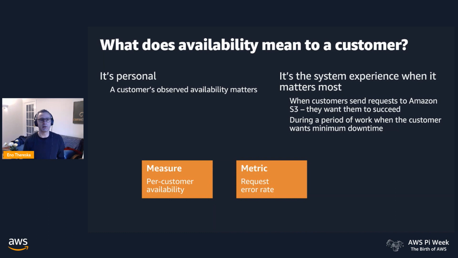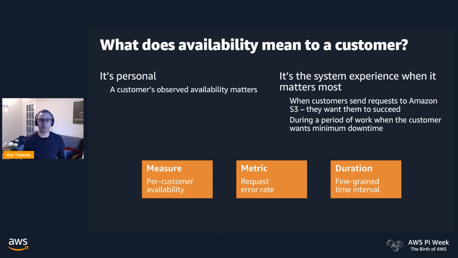So it becomes clear that you also want to measure availability per customer during a fine-grained time interval, right? If it's too long, then you might miss explaining short outages that are important to the customer. So again, we're going to measure per customer availability. We're going to measure the request error rate at a fine-grained time interval.